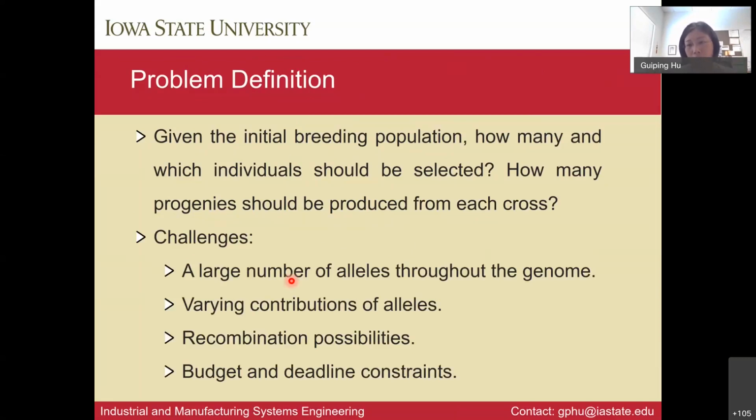Well, for us, we were dealing with just the data we were provided, 1.3 million SNPs. And there may be varying contributions of the alleles, okay? And then recombination, here should be probabilities, recombination frequencies, and then also budget and deadline constraints. You only have a limited amount of resources, and then you have a target, let's say, you only have 5 generations or 10 generations that you are making decisions for.